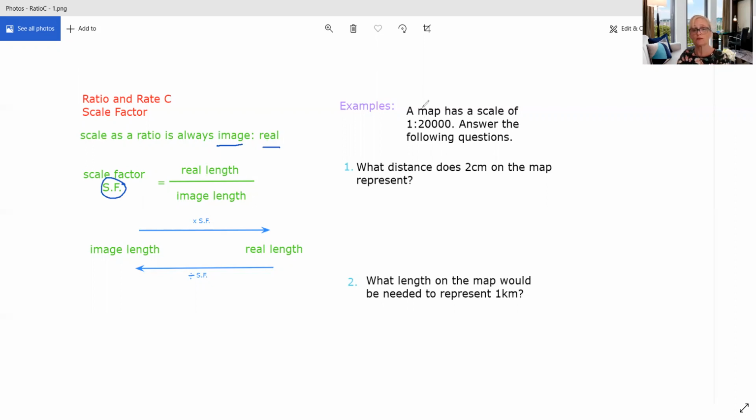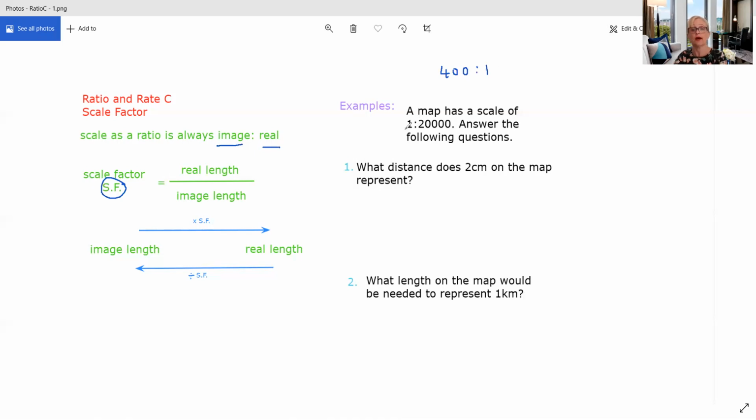Now, most of the time, the real size will be bigger than the image, certainly in terms of a map or scale diagram, that sort of thing. However, if you're talking about scientific things where you might have looked under a microscope, the real size would be much smaller than what you're actually seeing. So very occasionally you might have a scale something like 400 to 1, which means that you're seeing something 400 times as big as it actually is.